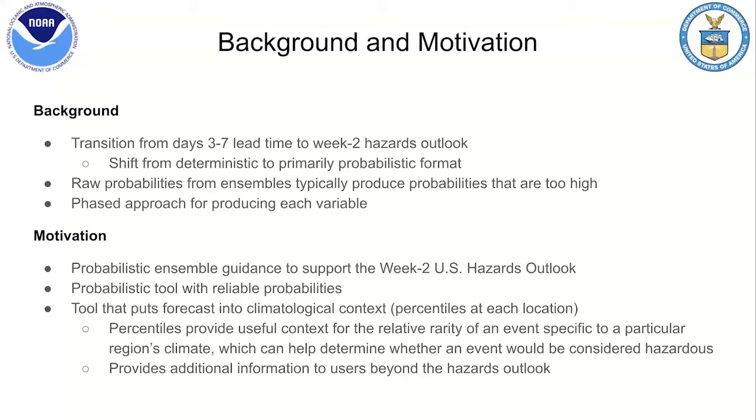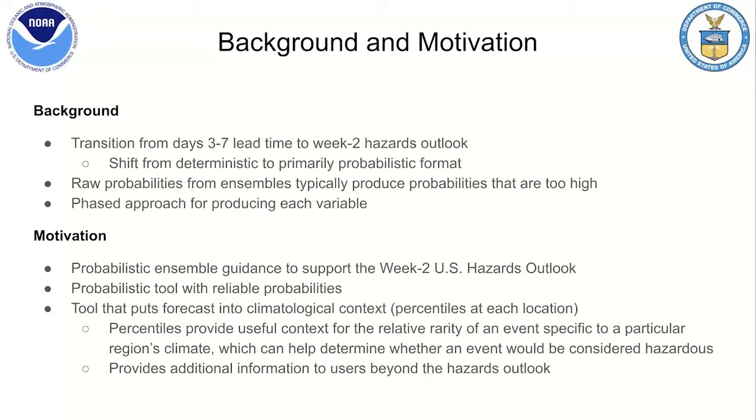So we needed to have a tool that's calibrated where we post-process the probabilities so that it's a bit more reliable. And in terms of the strategy for creating this probabilistic outlook tool in support of the hazards, we did a phased approach for each variable. So we converted each of the variables, minimum temperatures, maximum temperatures, precip, and wind over time so that we could focus on each in terms of creating a model output variable that was calibrated and also verified and vetted by the forecasters. So some of the motivation for creating this tool was that we needed the probabilistic ensemble guidance to support the Week 2 US hazards outlook.